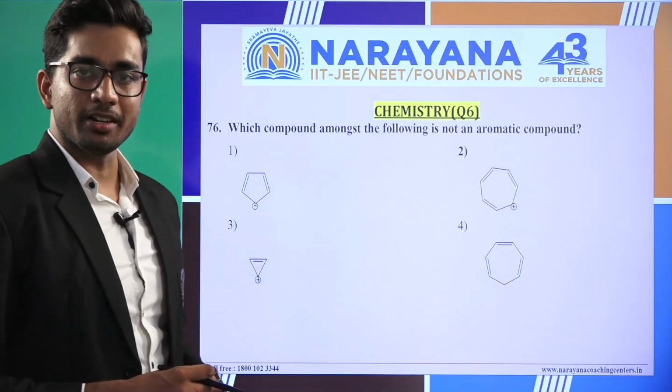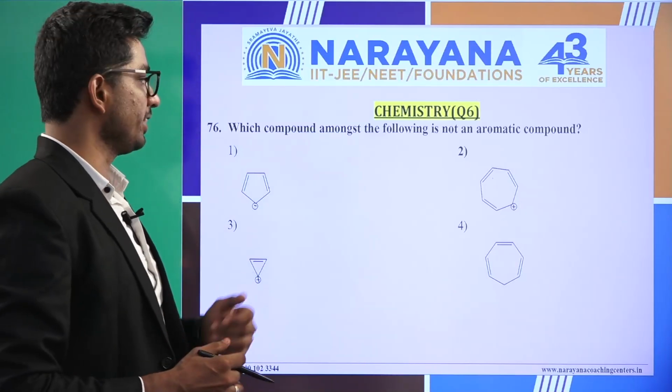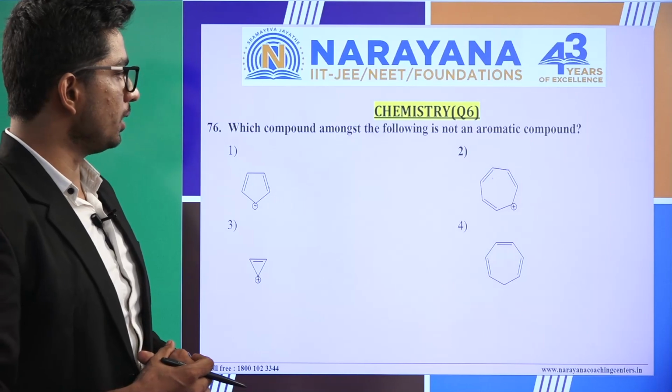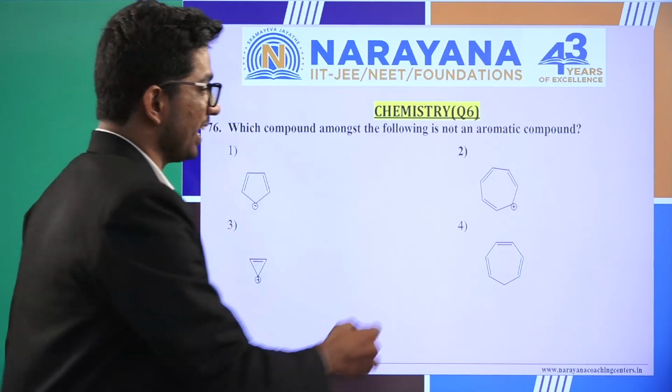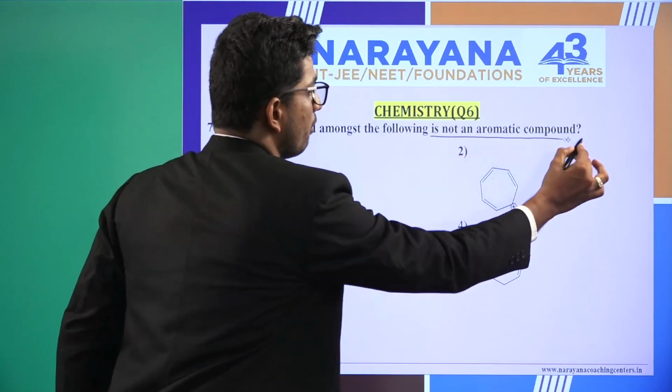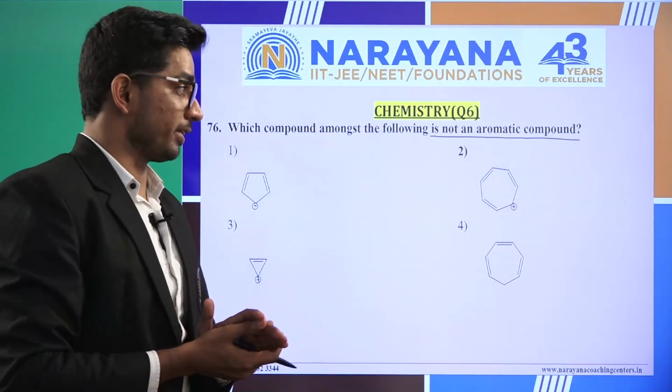So let's continue our discussion. Let's come to question number 76. Which compound among the following is not an aromatic compound? So here we have to figure out that it is asking about the compound which is not aromatic.